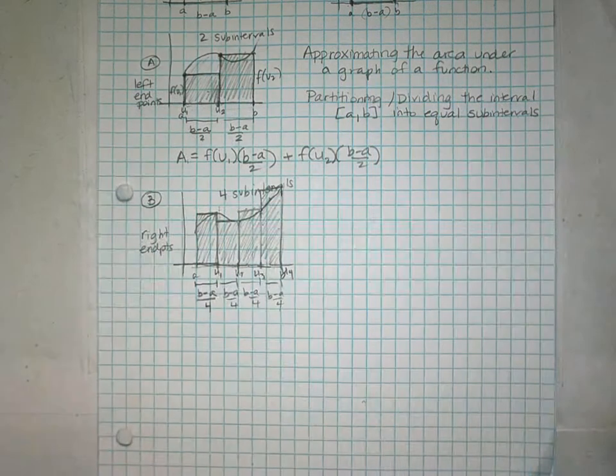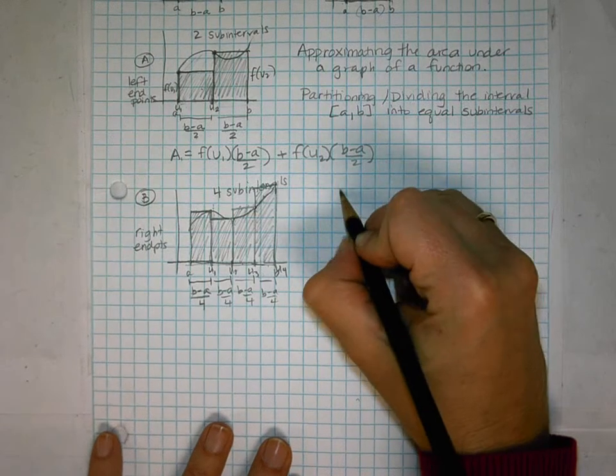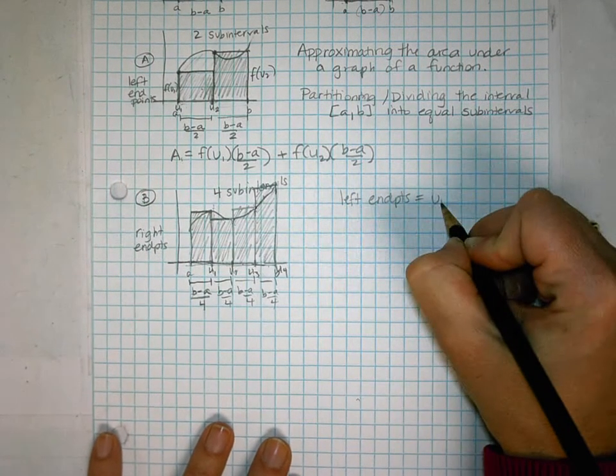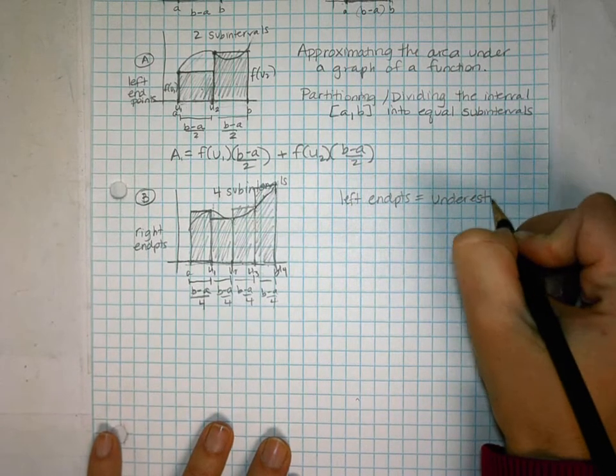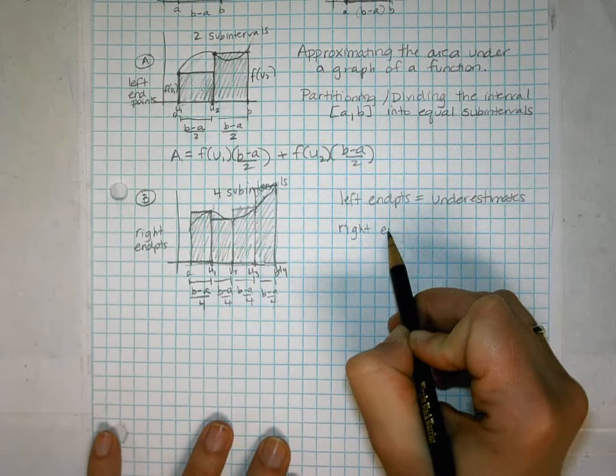Okay? So some things that I think you should have in your notes: number 1, that left endpoints are going to be underestimates, and right endpoints are overestimates.